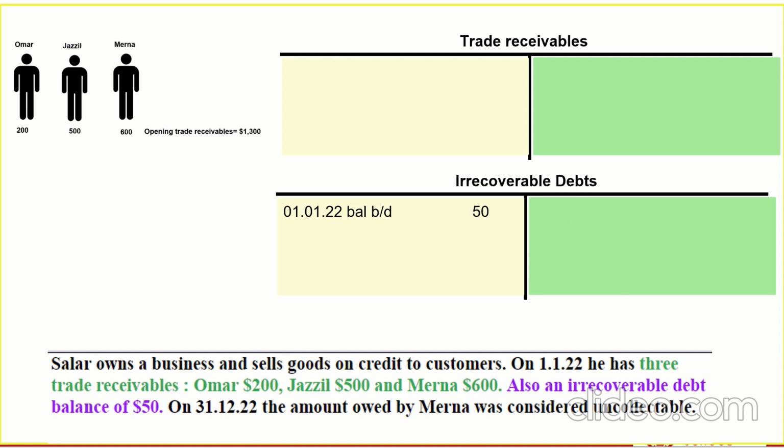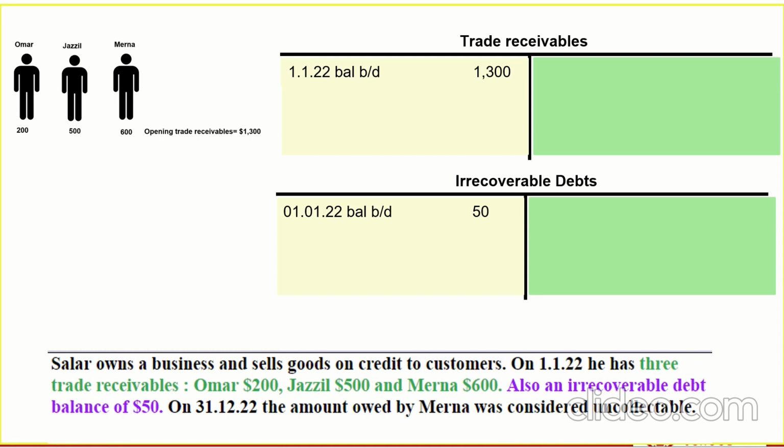Whereas, trade receivables were worth 1,300 at the beginning of the financial year. Trade receivables are assets. Therefore, you enter the opening balance on the debit side as 1st of Jan 2022, balance brought down 1,300. Remember, when you enter opening balances, you enter the beginning of the financial year, followed by balance brought down, followed by the amount.